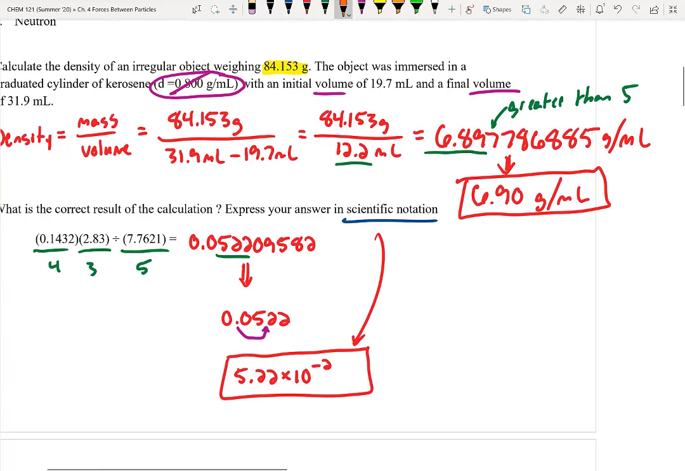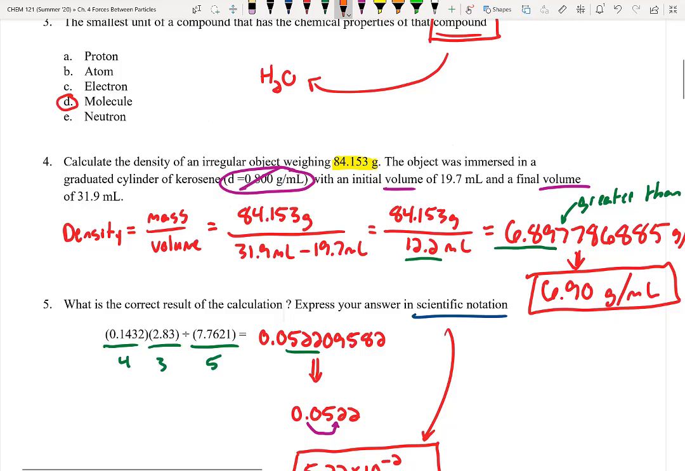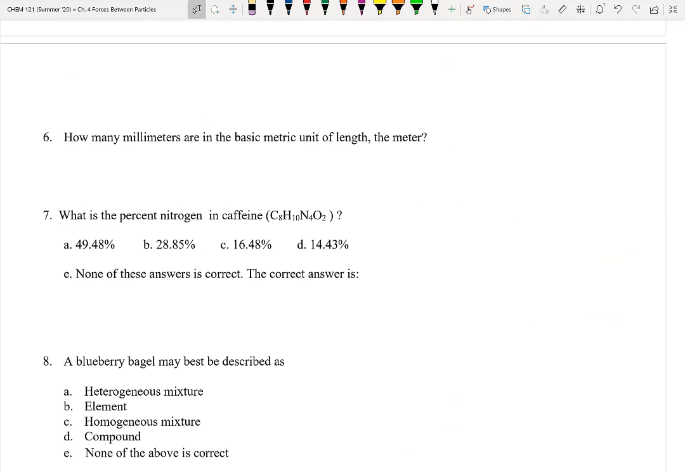All right, so let's keep going. We're on number 6. How many millimeters are in the basic metric unit of length, the meter? So we can write this out a few different ways. If we think about the term milli, the prefix milli always stands for 10 to the negative 3.